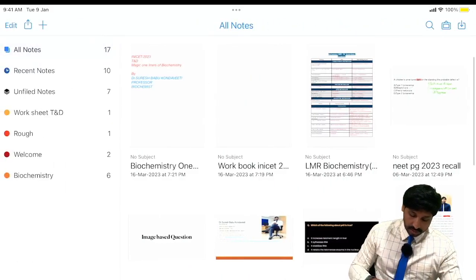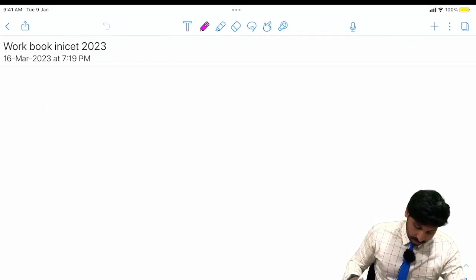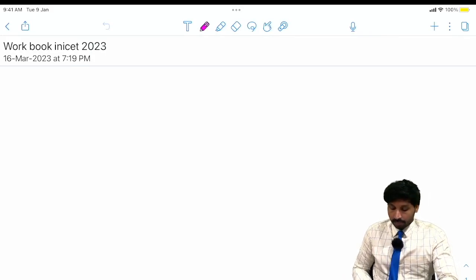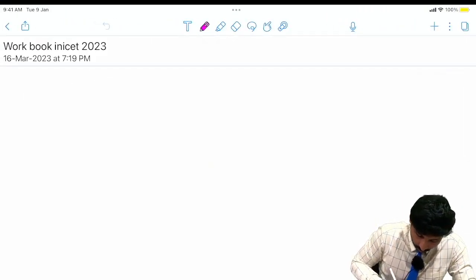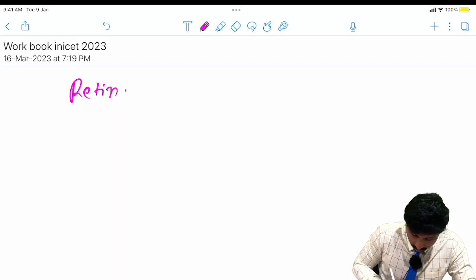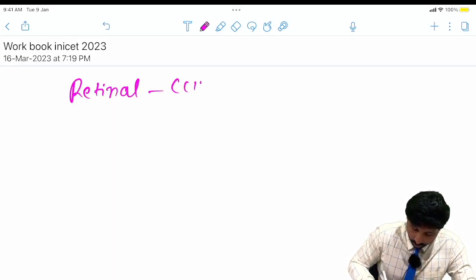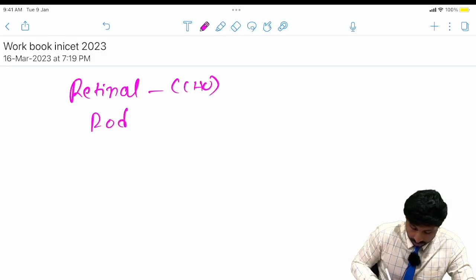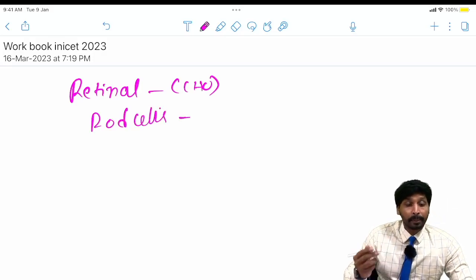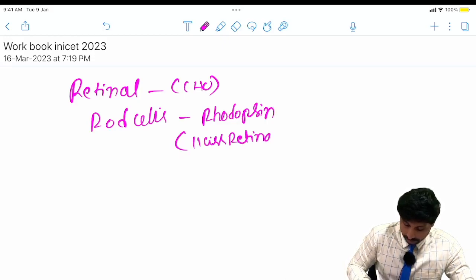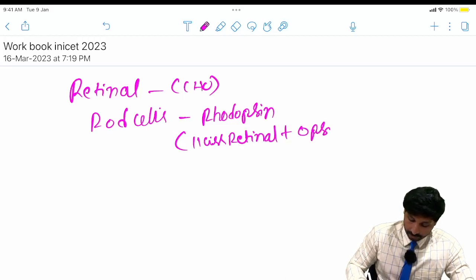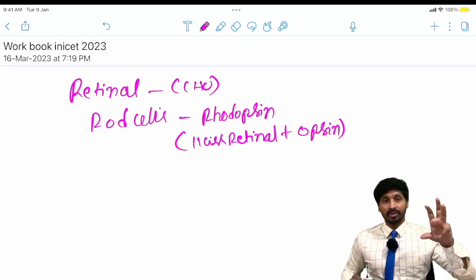Retinal, which is the aldehyde form, is present in rod cells, which contain a pigment, rhodopsin. Rhodopsin is a combination of 11 cis retinal plus opsin. You will understand these things better when you study Wald's visual cycle.